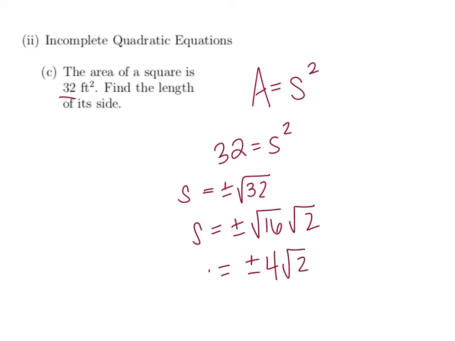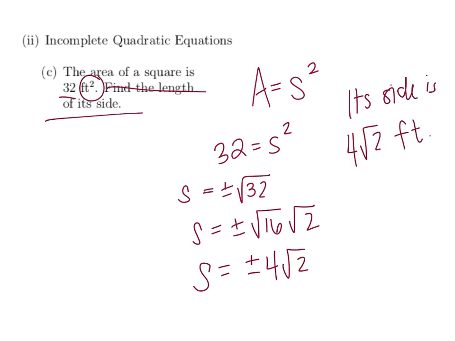Now that I've done the math, I'm going to look back at my question, see what it asks, and then answer this question. The area of the square is 32 square feet. Find the length of its side. If I want to find the length of its side, first of all, I can never have a negative length. Second of all, I need to have a unit. My units are in feet, so I'll just forget about this minus sign. So its side is 4 square root of 2 feet. Make sure you have feet there, and you don't use a negative because you can't have a negative length.